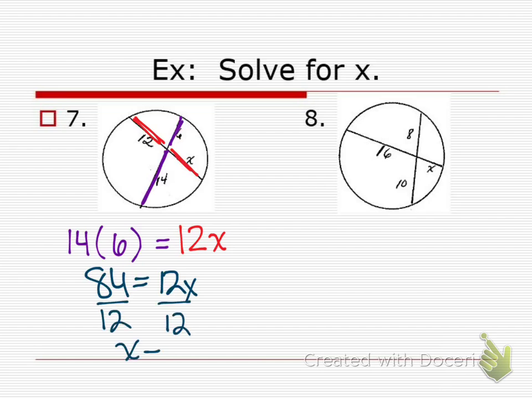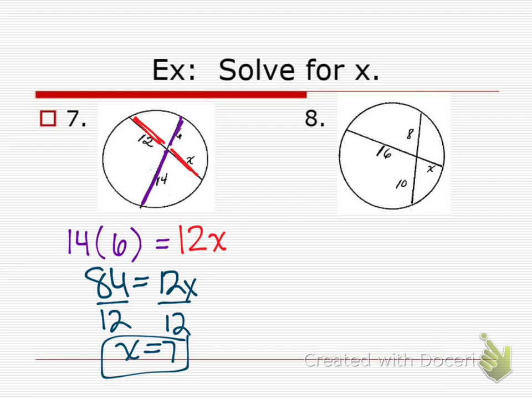x is 7. Would I put a degree measure on 7? No, these are segments, not angles. If you were to put a degree measure, you're risking losing some points. That's just a careless thing we should not be doing.